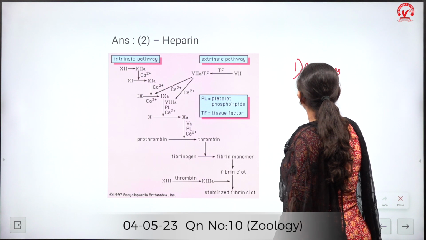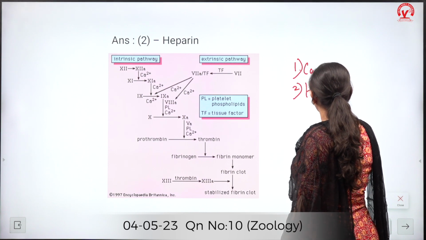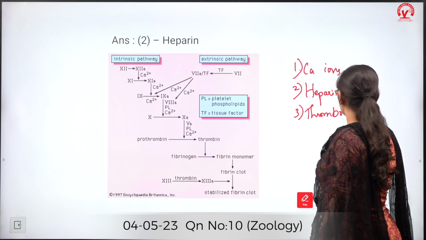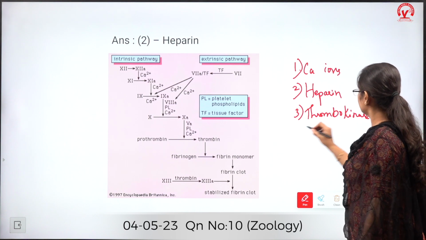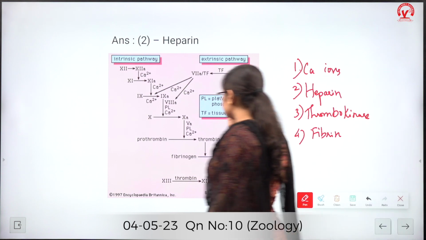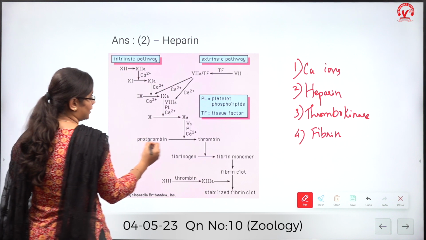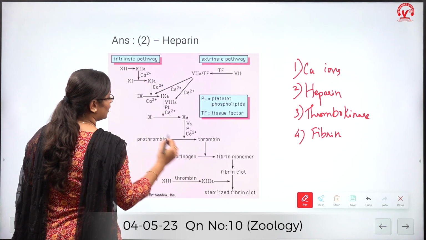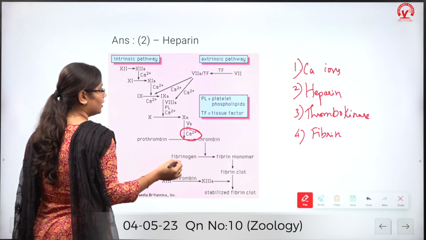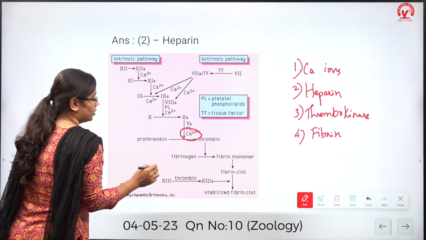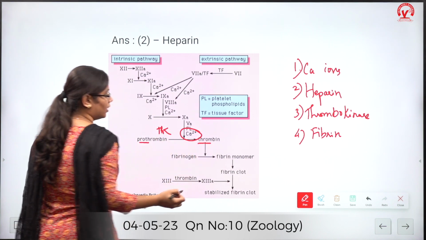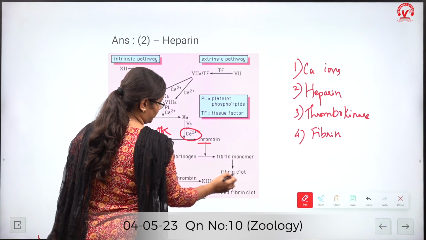Calcium ions, heparin, thrombokinase, fibrin. So we can see here, first calcium ions, in the conversion of prothrombin to thrombin, calcium ions are involved. Again, coming to option 3, thrombokinase helps in conversion of prothrombin to thrombin. So thrombokinase is also involved.